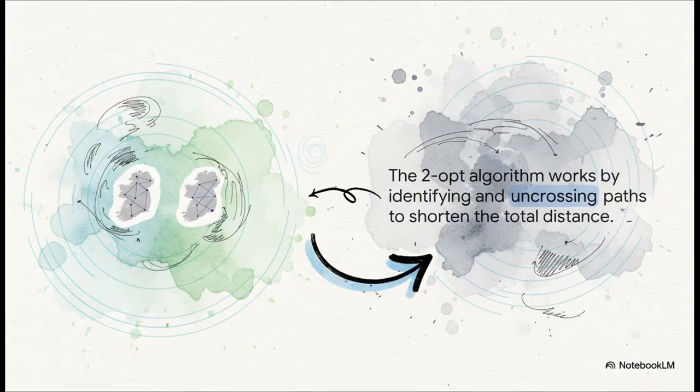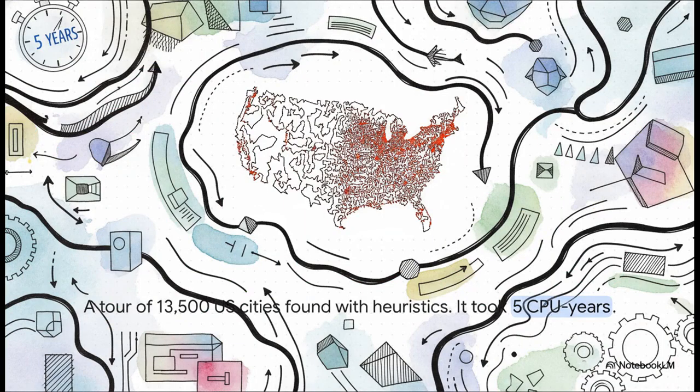You can see the idea right here. A path that crosses over itself, like the one on the right, is almost always a bad sign. It's inefficient. The 2-opt algorithm is smart enough to spot these crossings, and it just performs a simple swap. See how it reconnects the dots on the left? Just by uncrossing those lines, it creates a shorter, cleaner loop. Simple, but really powerful.